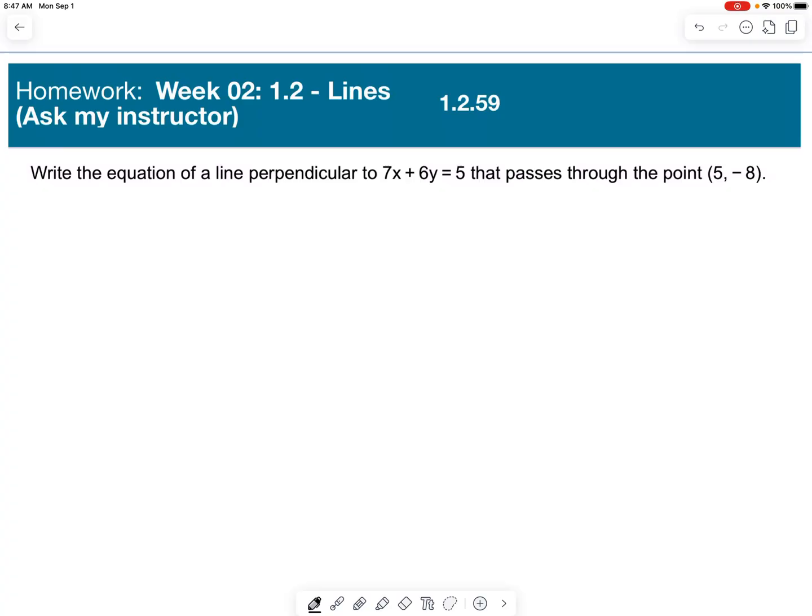We're asked to write the equation of a line perpendicular to the given line that passes through the point (5, -8).